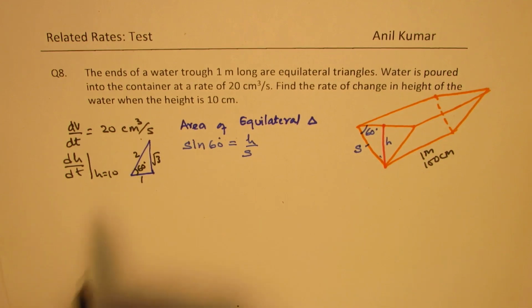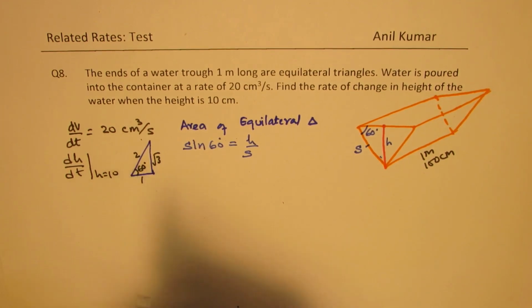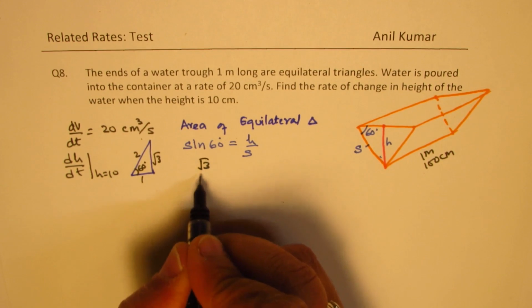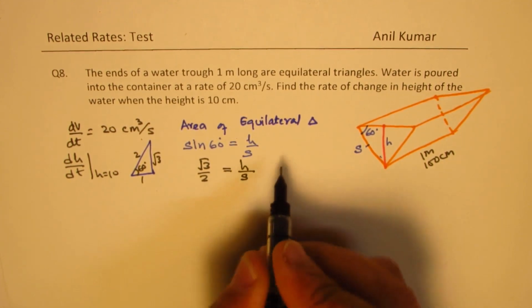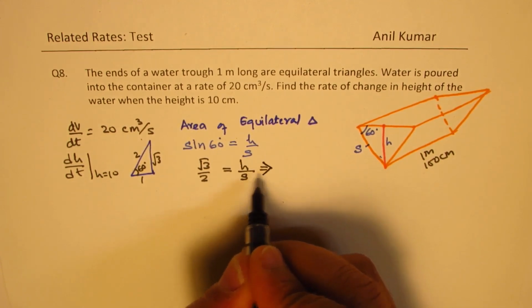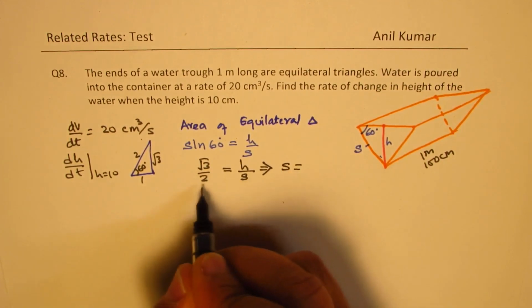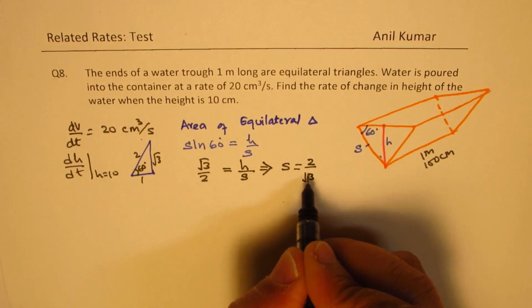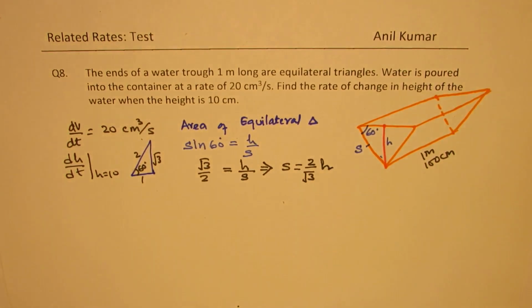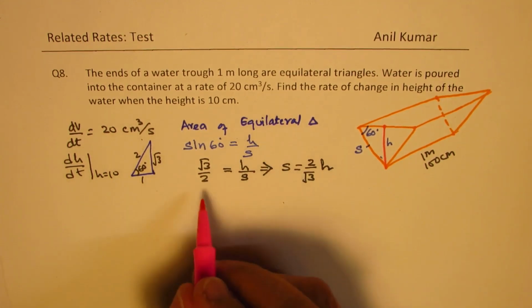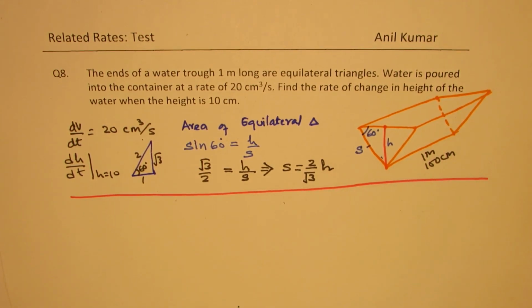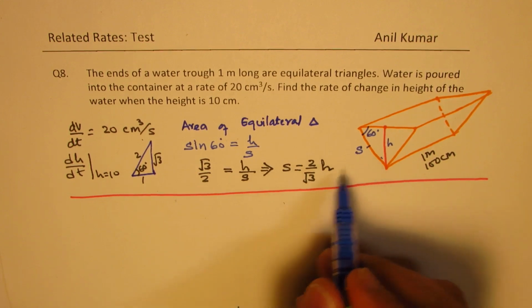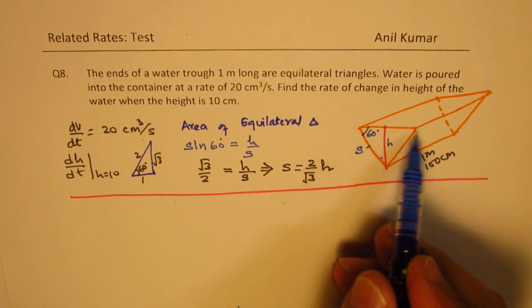30, 60, 90 triangle, correct? So sine 60 is square root 3 over 2. So you could write this as square root 3 over 2 is H over S. So each side length S is equal to 2 over square root 3 times height. Is that clear to you? Right? So that is a relation which is well known and should be very clear in your mind before you start doing this question. So that gives us the formula for area, which is half base into height, correct?